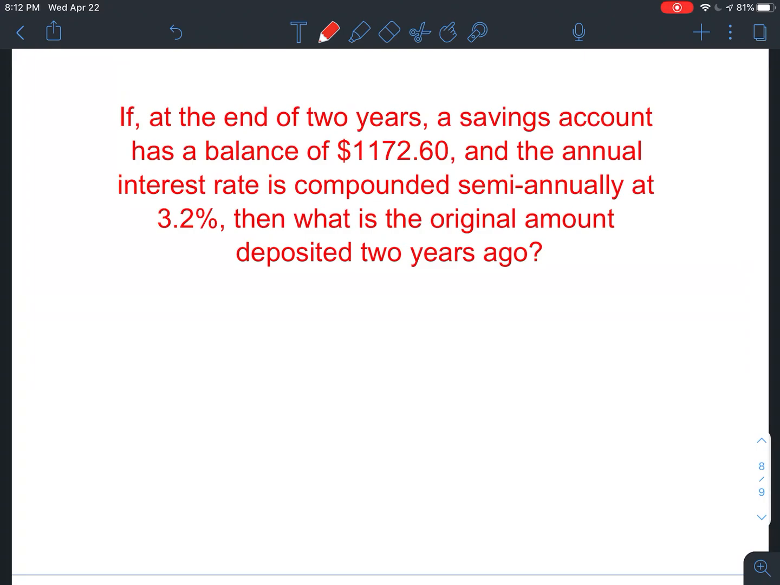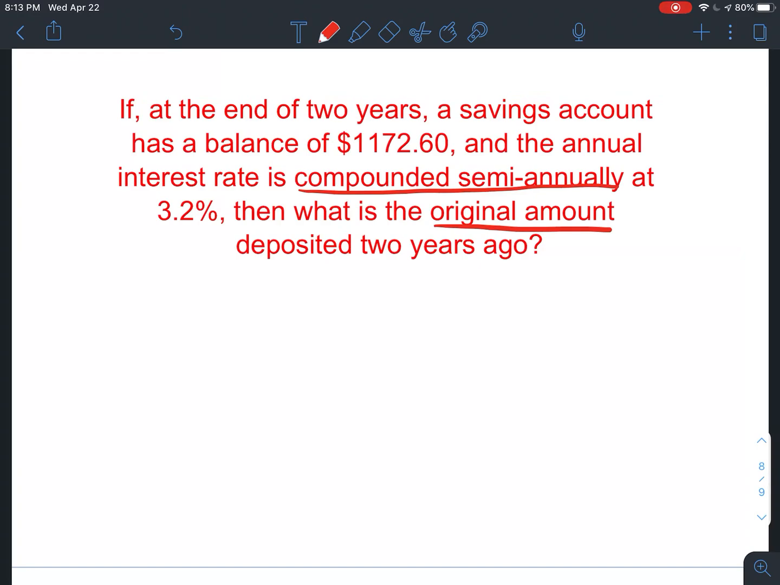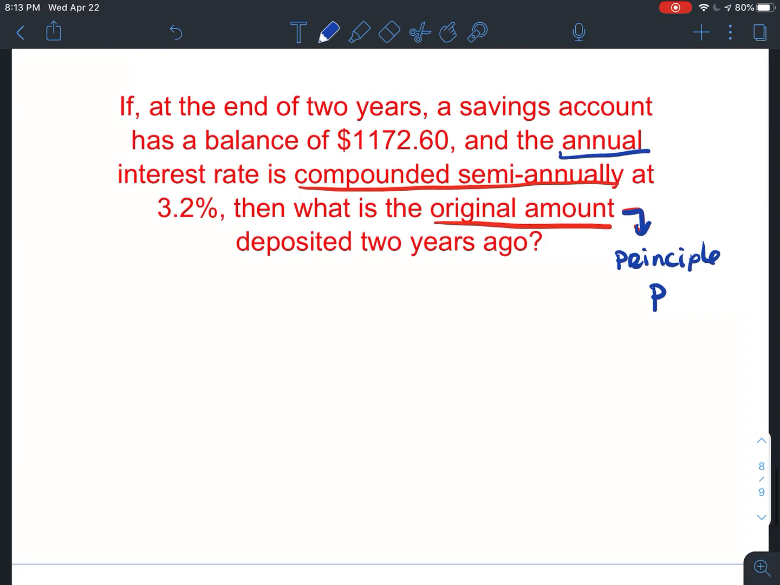If at the end of 2 years, a savings account has a balance of $1,172.60, and the annual interest rate is compounded semi-annually at 3.2%, then what was the original amount deposited 2 years ago? So what is the question asking us for? The original amount, I'm going to change my color pen, is my principal. Okay, it's that initial value. It's my P. So that's what we will be solving for.